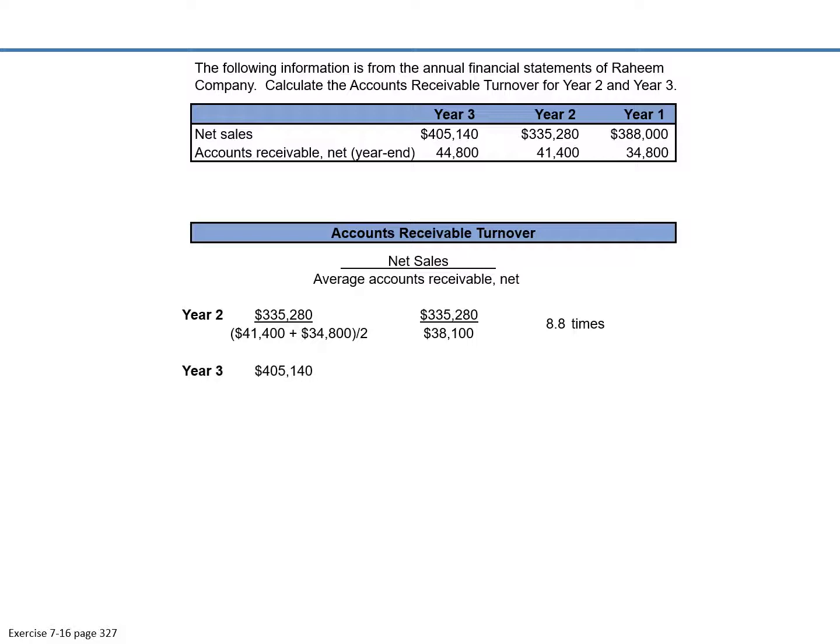And then in year 3, it's the 405,140 divided by 44,800 plus 41,400 divided by 2. So we have 405,140 divided by 43,100 for a total of 9.4 times. Okay.